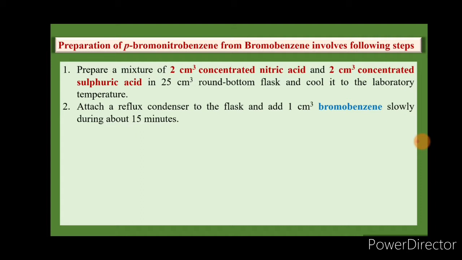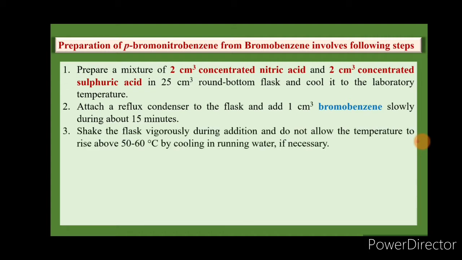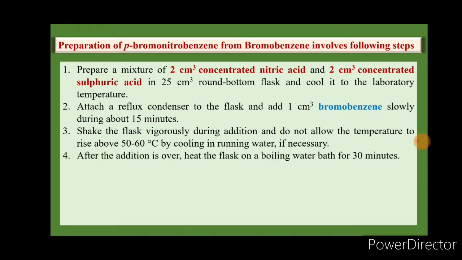Attach a reflux condenser to the flask and add 1 cm3 bromobenzene slowly during about 15 minutes. Shake the flask vigorously during addition and do not allow the temperature to rise above 50 to 60 degrees Celsius, by cooling in running water if necessary. After the addition is over, heat the flask on a boiling water bath for 30 minutes.